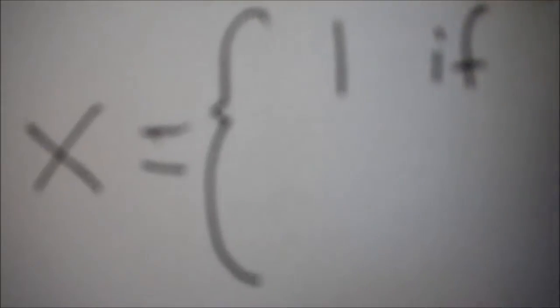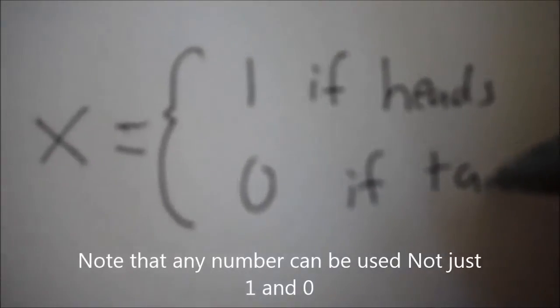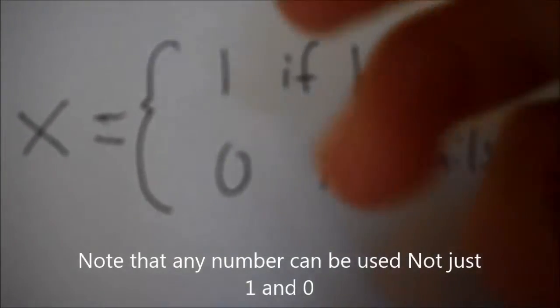As an example, let's define a random variable. Random variable x will equal 1 if we flip a heads with a coin, and it will equal 0 if we flip tails with a coin. That's how we just simply quantified a random process, the random process of flipping a fair coin.